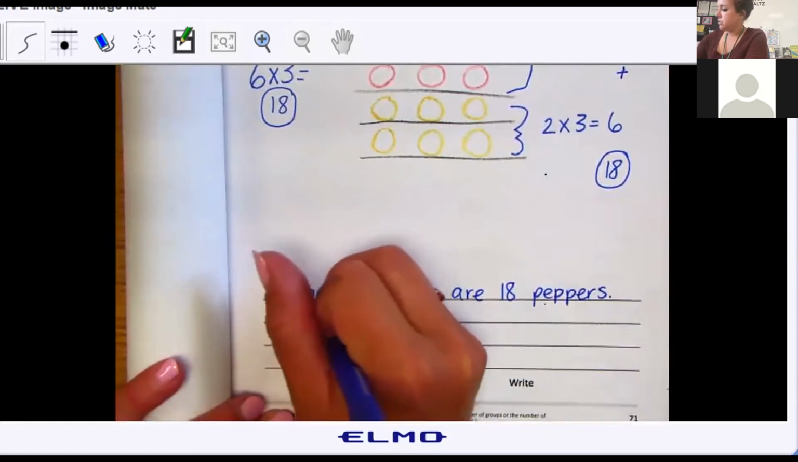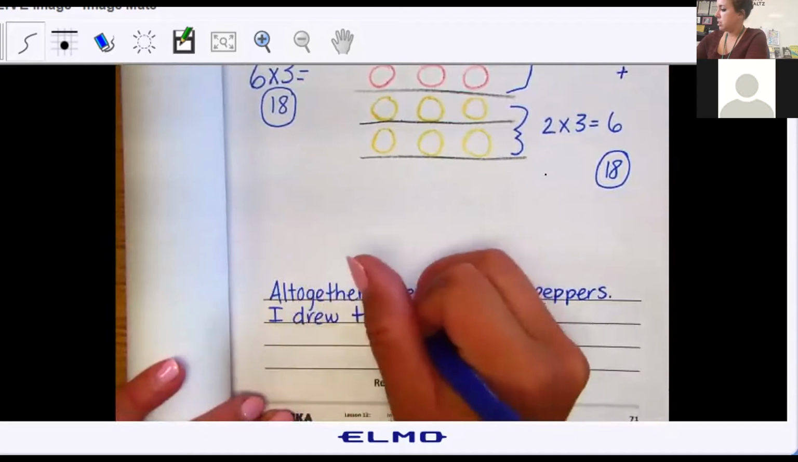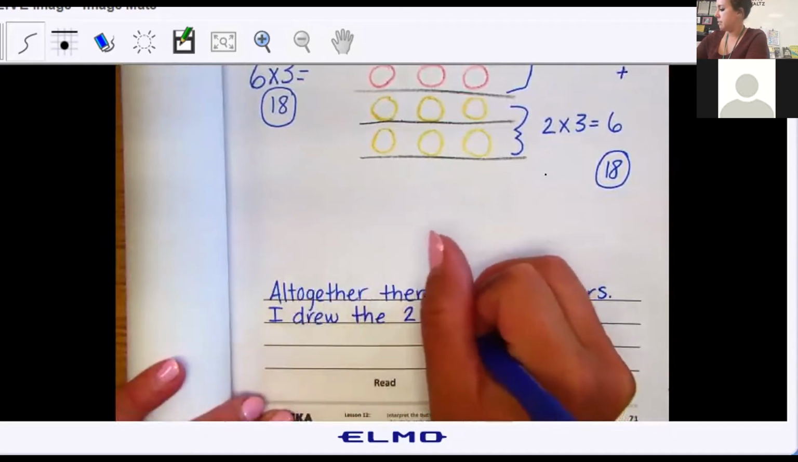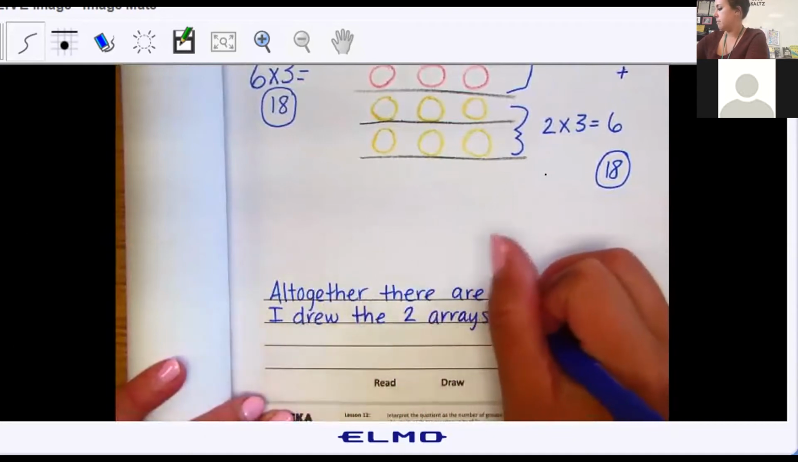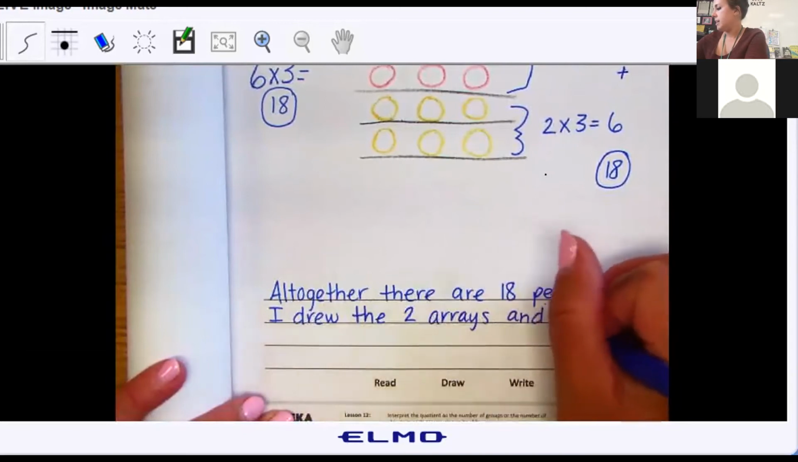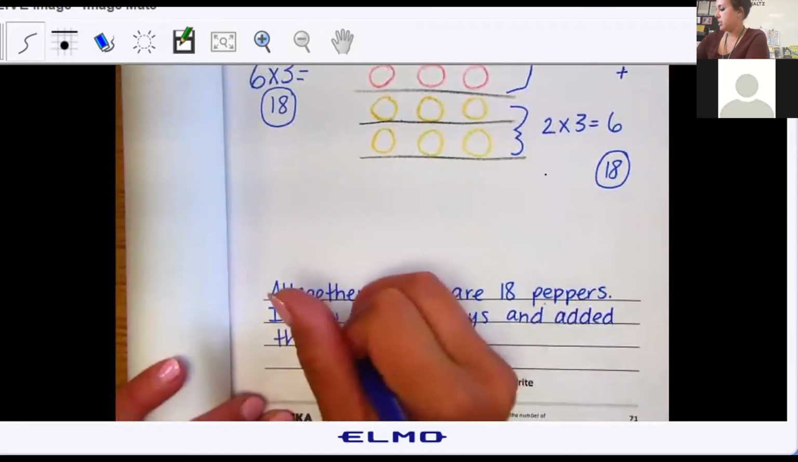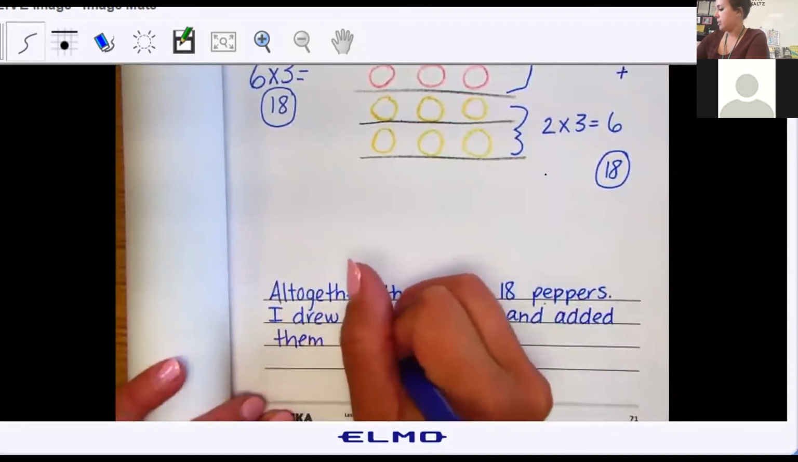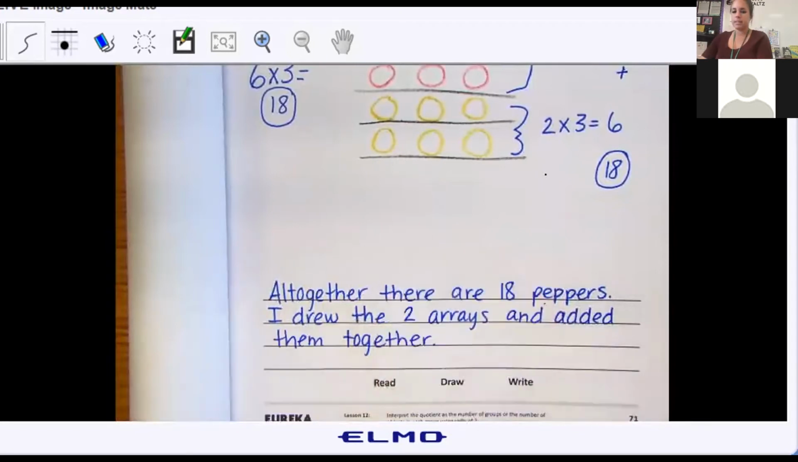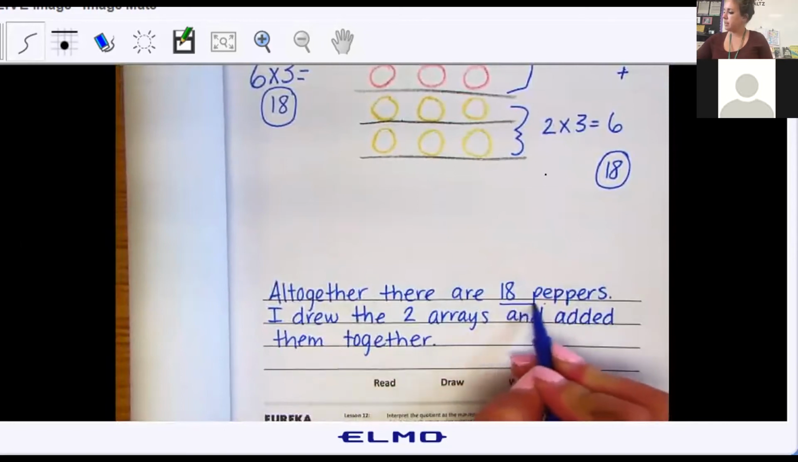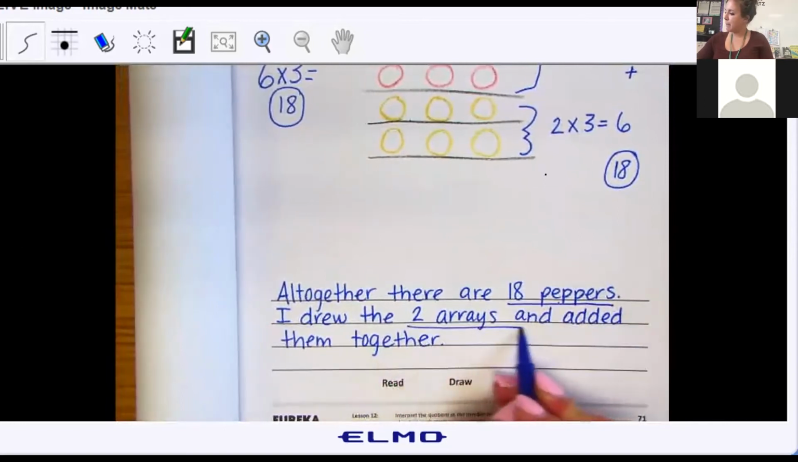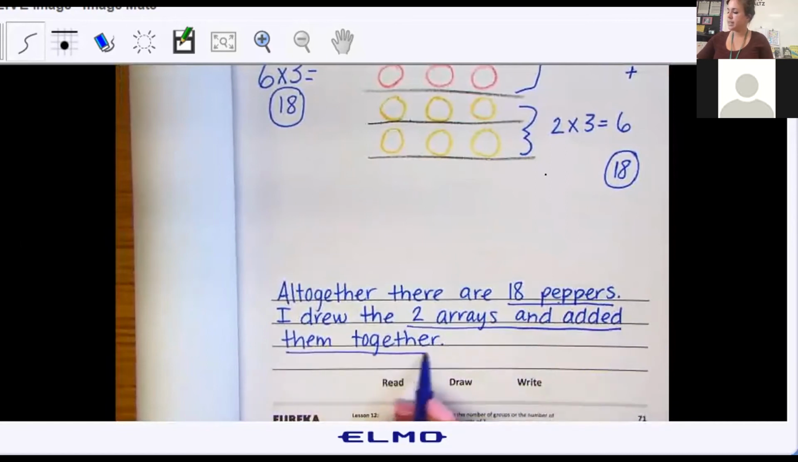I drew the 2 arrays and added them together. Oh, I kind of forgot those main words. I know this because, oops, but that's okay because I explained it here. So here's my answer. And here's how I got my answer. I drew the two arrays and I put them together to get 18.